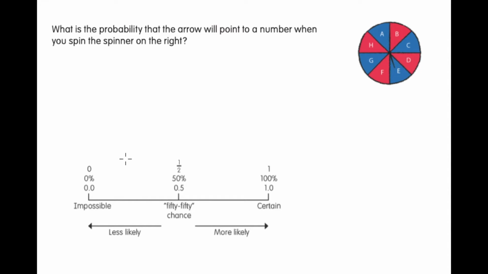Another event that would be considered impossible is spinning this spinner and the arrow landing on a number. If you notice the spinner, it looks like it goes A through H. There are no numbers on here, so the chances of spinning a number would be 0 out of 8 chances. So it's 0 out of 8, which is still a probability of 0, which means that this is impossible to occur. You cannot spin a number on that spinner.